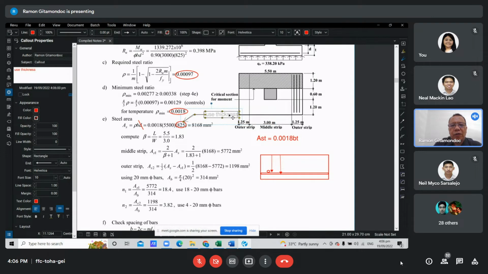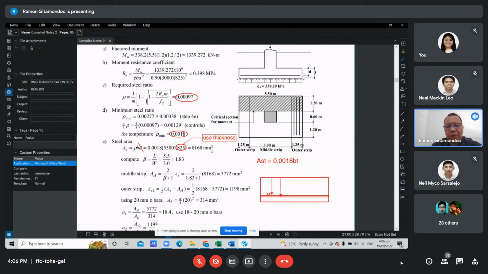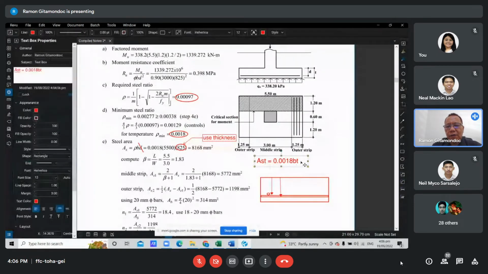Rather than the effective weight, the thickness will be effective depth 850 plus maybe 100 mm cover. So we'll get 950 millimeters. Instead of 825, we should use 950. Okay?